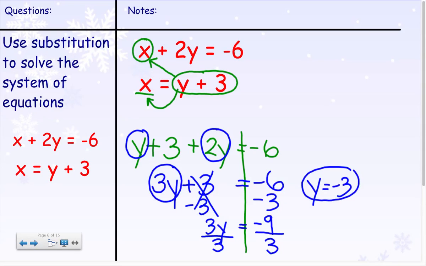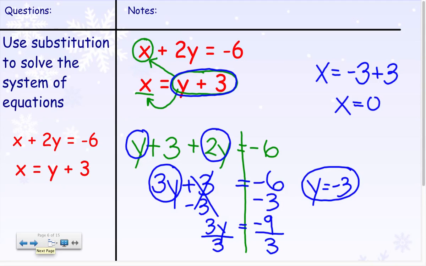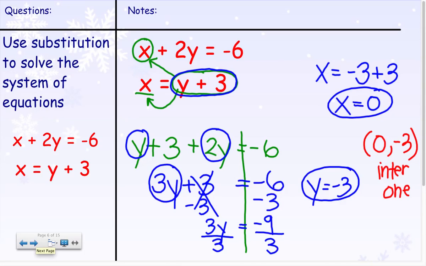So now I'm going to take negative 3 and plug it back into y in my circle. So x equals negative 3 plus 3, which is 0. So my coordinate point for where my two lines would intersect is 0, negative 3. I would write intersecting, one solution.